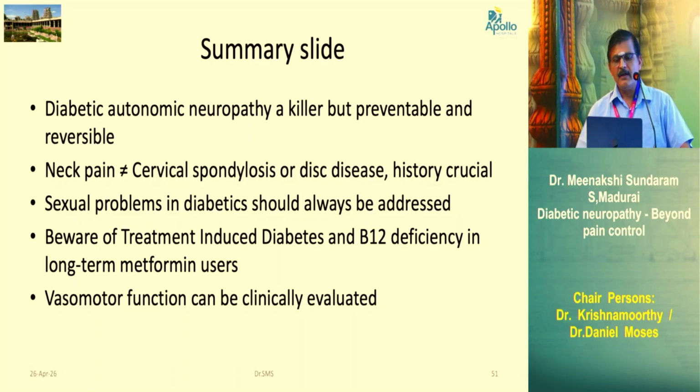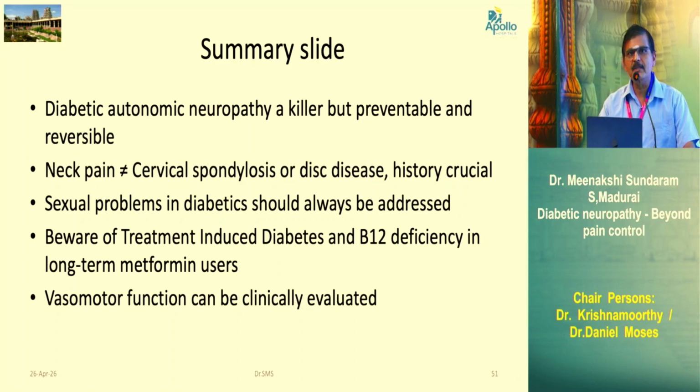So to summarize, diabetic autonomic neuropathy is a killer, but fortunately it is preventable. A routine peripheral neuropathy is usually not a killer unless you develop these changes, but it is irreversible. Neck pain is not automatically equivalent to cervical spondylosis, especially in a diabetic. Always remember autonomic neuropathy and the cotangular phenomenon. Sexual functions are very important to ask. It should always be discussed with the family, otherwise they will be going to the wrong doctor. Beware of treatment-induced diabetic neuropathy, try to prevent it. Once you get into trouble, do not take your foot off the accelerator.